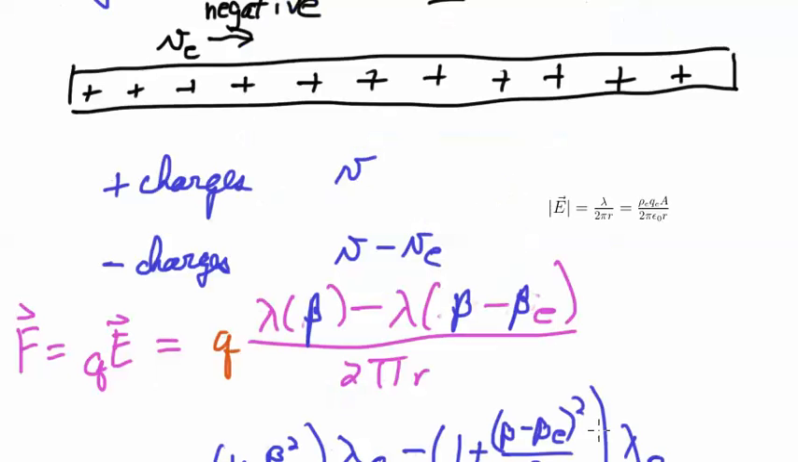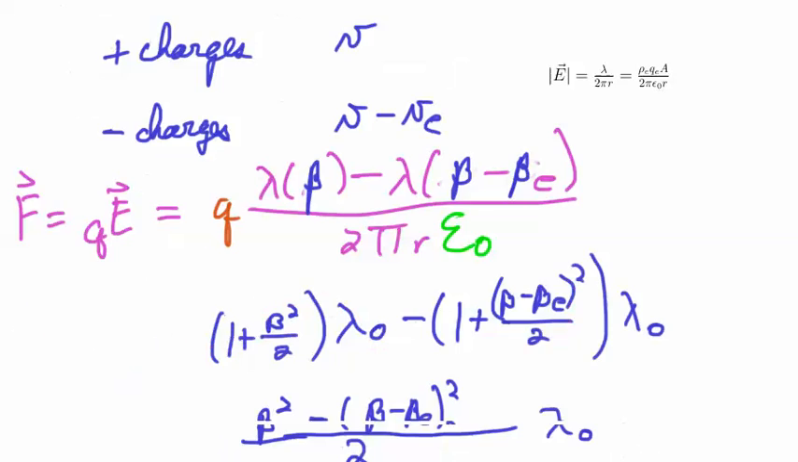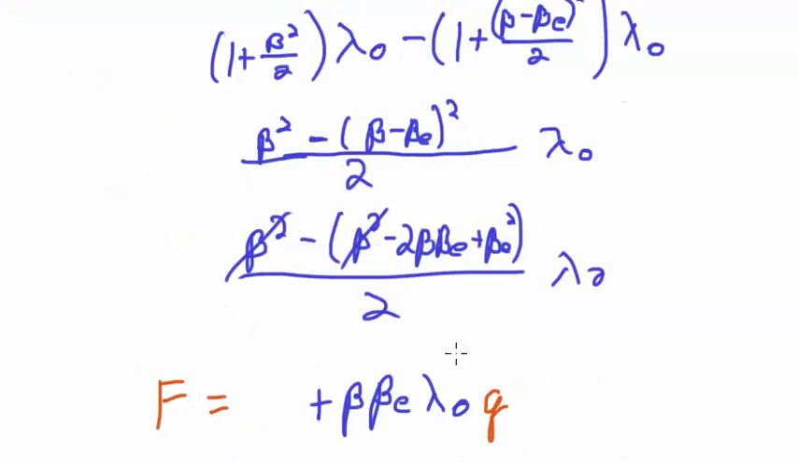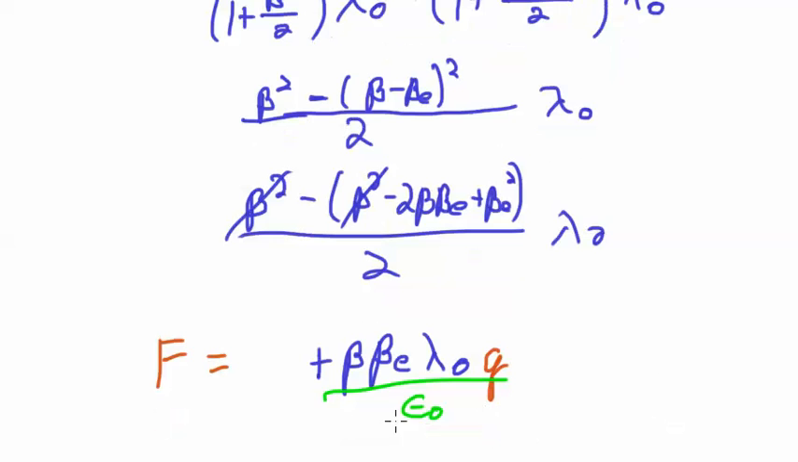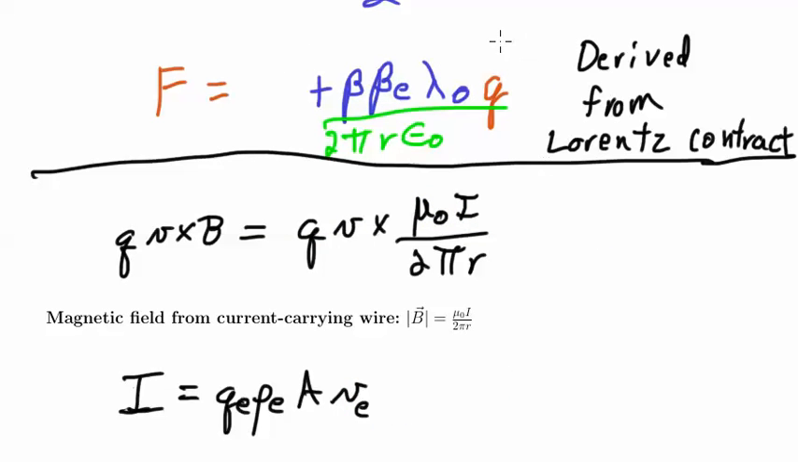Another thing that I left out, and I keep doing this, is leaving out that epsilon naught, so let's put that epsilon naught on the bottom. And in fact, I didn't include that 2 pi r either. So this here was derived from the Lorentz contraction, and I want to compare it to the force of a magnetic field, which, let's see, we're going to take this current and fill in this.